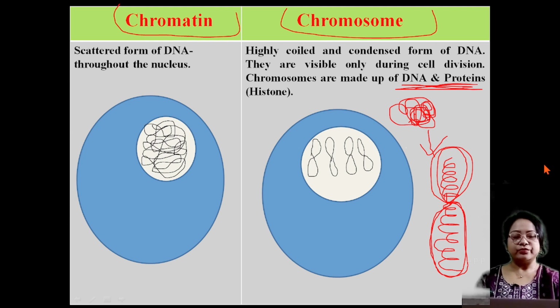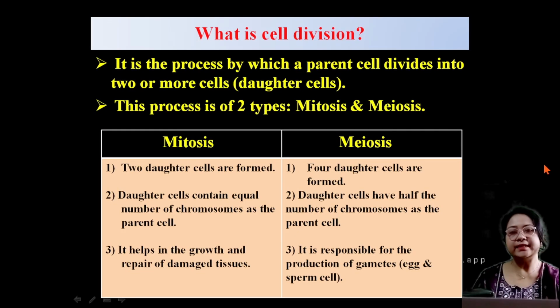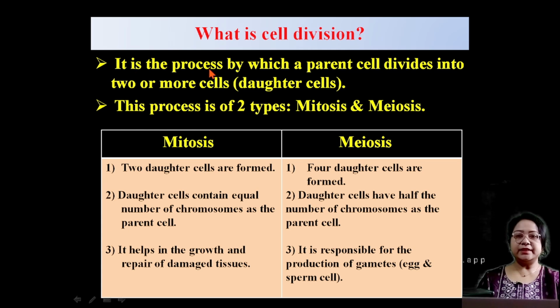Now let's move to the next one. What is cell division? Cell division is the process by which a parent cell divides into two or more cells, also called daughter cells. As we have studied before, the parent cell divides into two or more daughter cells. This cell division can be of two types: one is mitosis and the other is meiosis. So what is mitosis? Let us see.